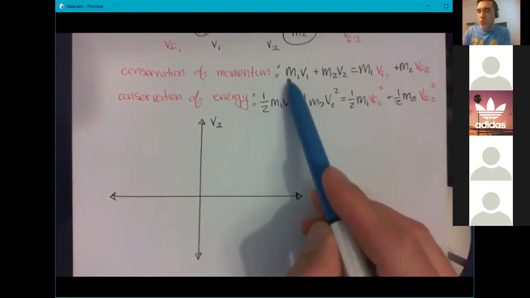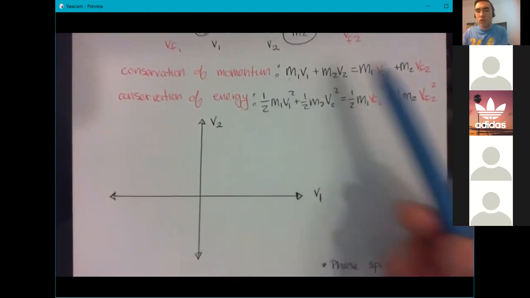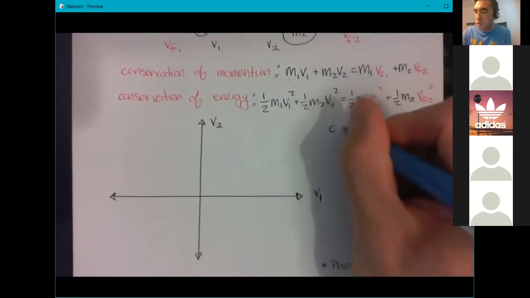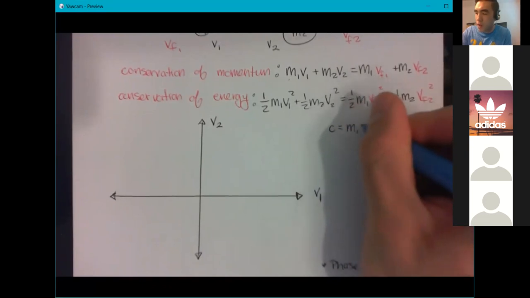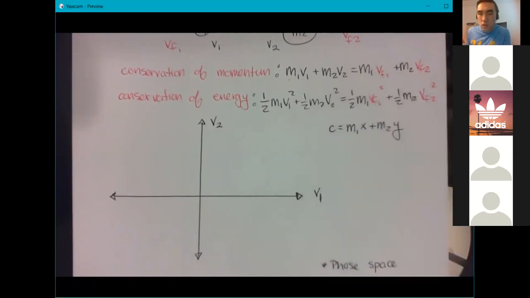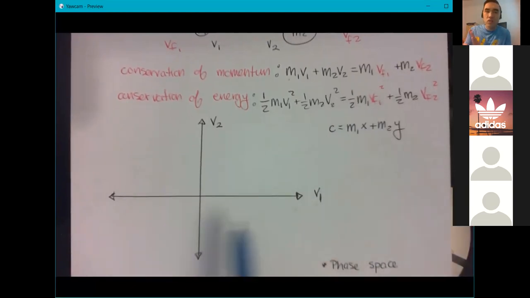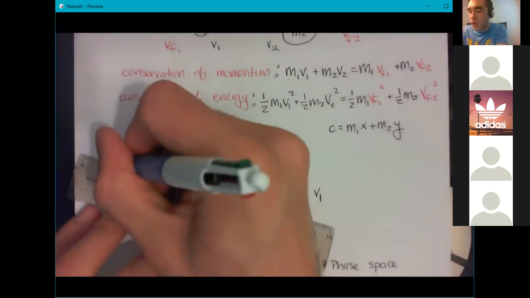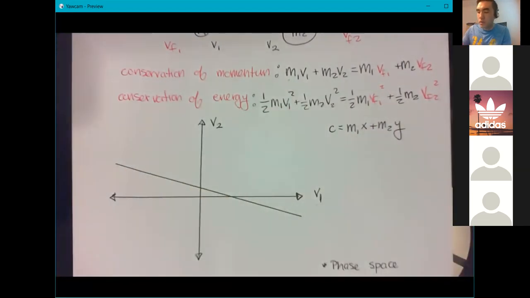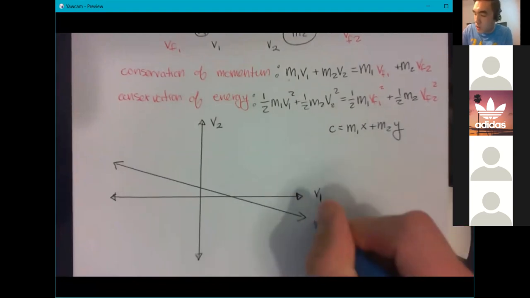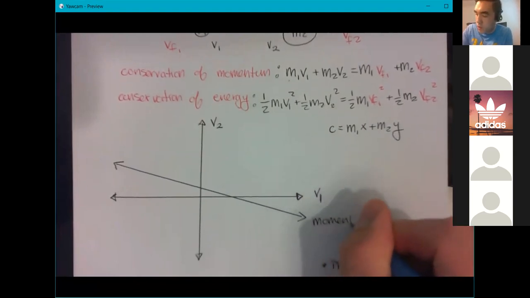So we know what the masses and the velocities are at the start. So that's some kind of constant. And that constant is just going to be equal to m1 times x, if you will, plus m2 times y. So our momentum equation in this kind of space is actually just a linear equation. I'll start by tossing that on here. So we have some kind of linear equation, and this linear equation in this space represents the conservation of momentum.